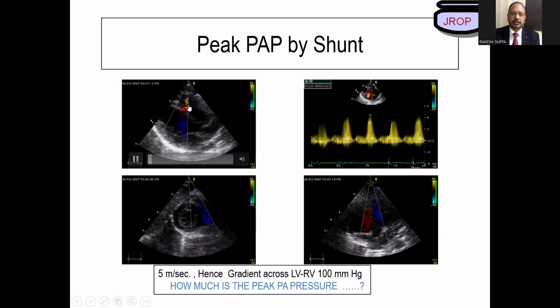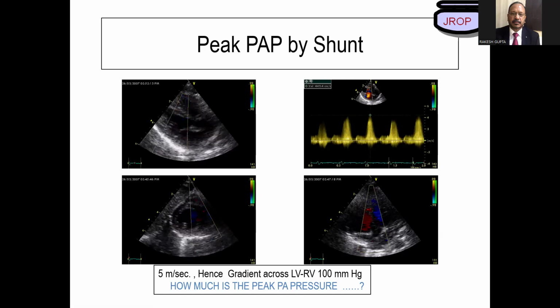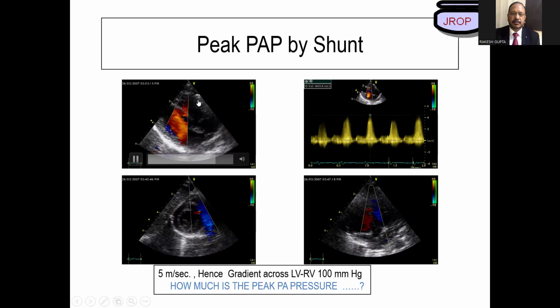And how do we calculate the RV gradients? We calculate the RV gradient by looking at TR jet velocity, that is RV systolic pressure, which pushes the blood into RA. So normally RV TR jet velocity is approximately less than 3 meters per second. 3 into 3 into 4, 36. 64 minus 36 plus RA pressure of 5, the systolic pressure would be 105. So if I get a higher gradient, the less is the chance of having pulmonary artery hypertension.